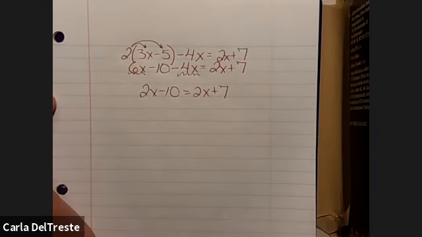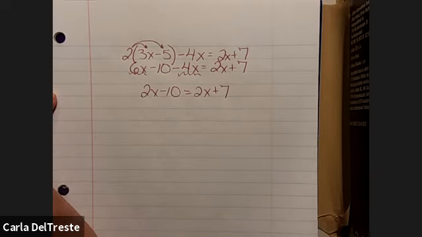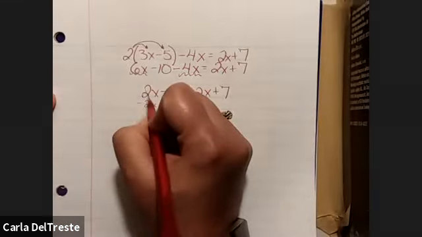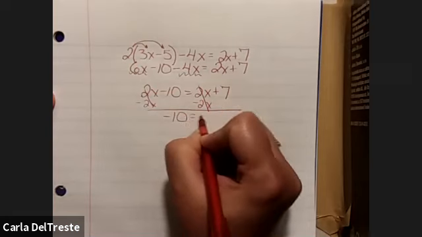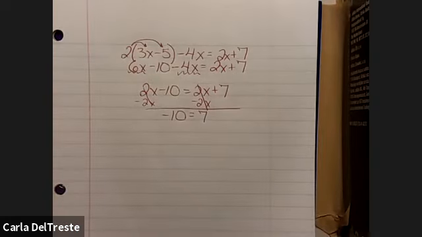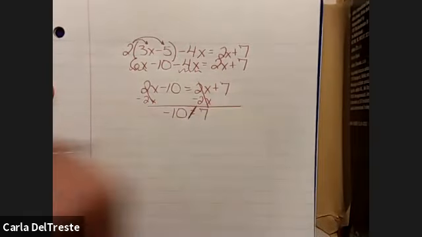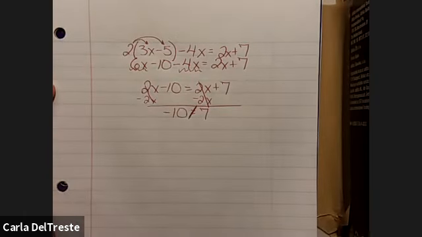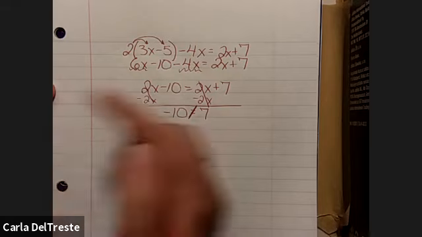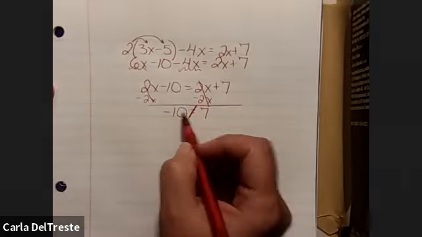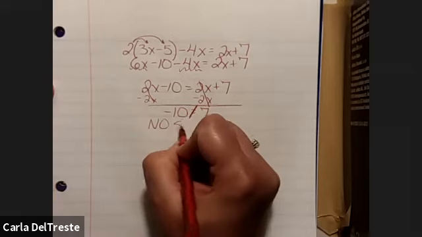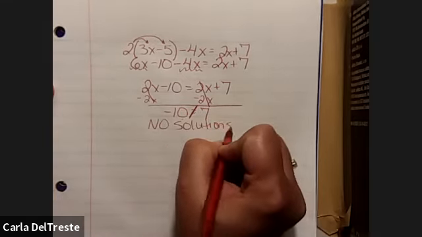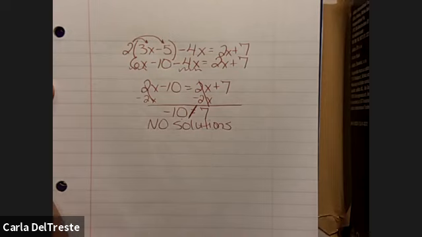I can already see what's going to happen when I try to move the variable. When I take away 2x from both sides, the x's are going to disappear. But this time, I'm left with negative 10 equals 7. This doesn't make any sense. Negative 10 doesn't equal 7, okay? Not in our world. So there's no value for x that is ever going to make this true. And since that's the case, this is when you say there are no solutions. There are no answers for x that are ever going to make this work, okay?